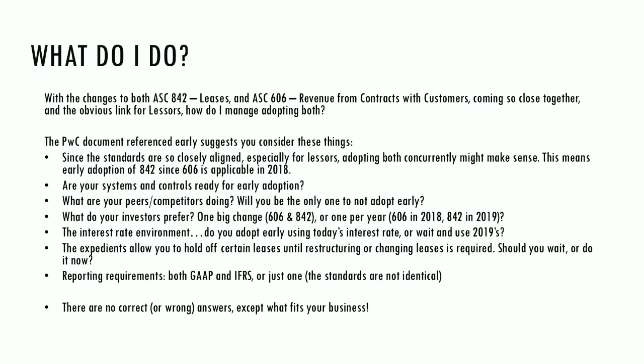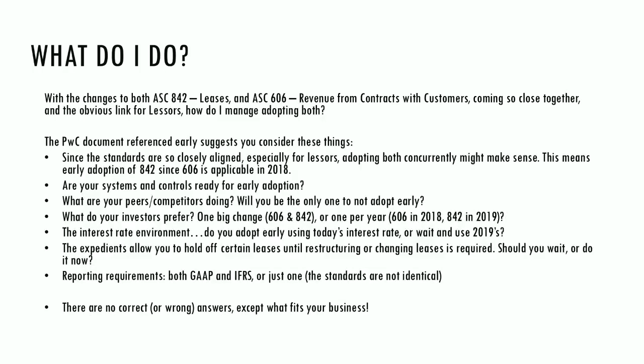The PricewaterhouseCoopers document that I referred to earlier suggests that you consider a few things. For example, because the standards are so closely aligned, does it make sense in your business to adopt both concurrently? So that would mean early adoption of 842, since 606 is applicable 1 year earlier. But in order to do that, do you have your systems in place? Are all your controls in place? Are you able to do early adoption?